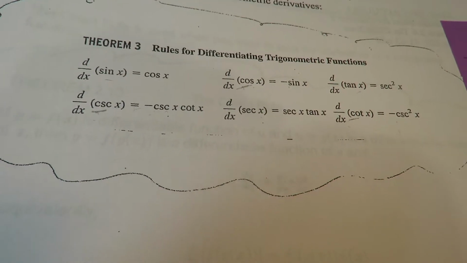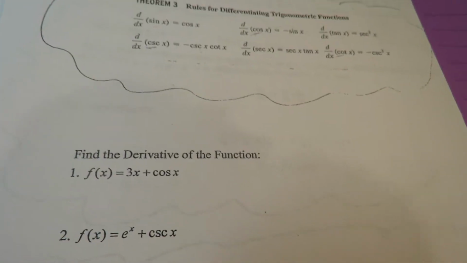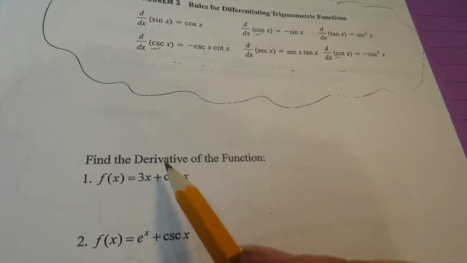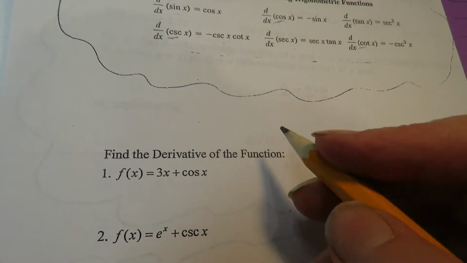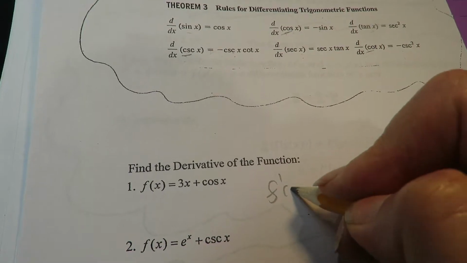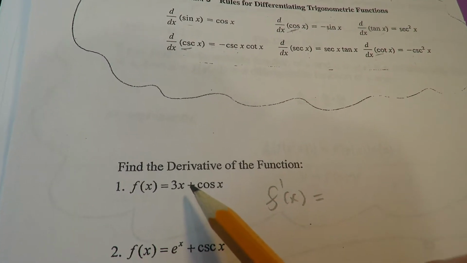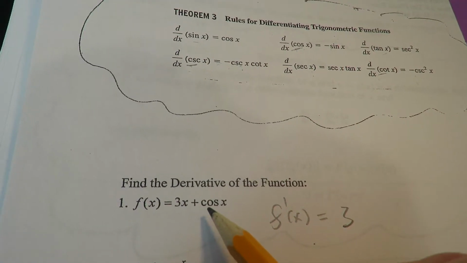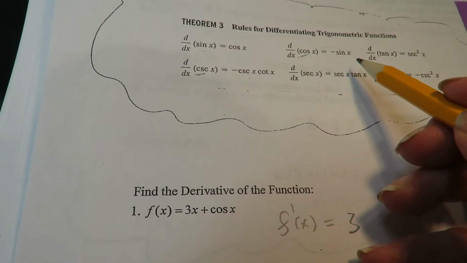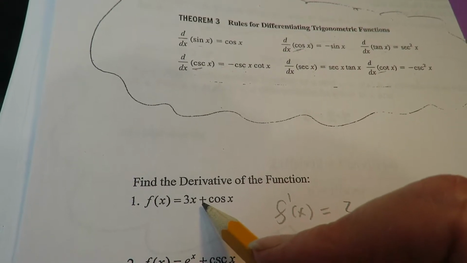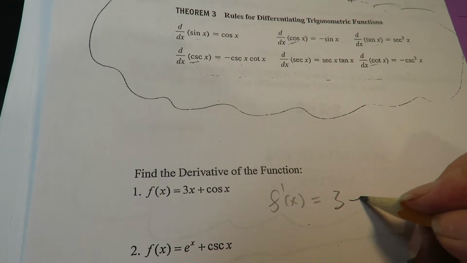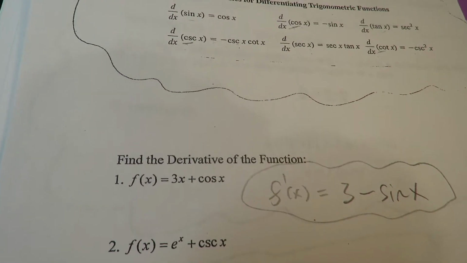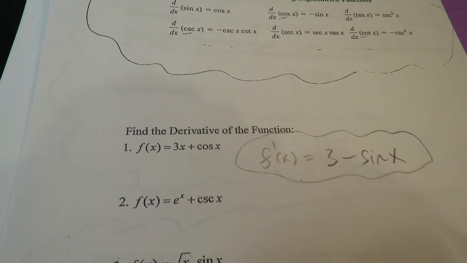So I want you to know those so that when you do your examples, you're going to be referencing this, right? So for instance, if I do this derivative here, this is linear, so the slope of this is 3. And then the derivative of cosine is negative sine. So even though there's a plus here, it's going to be plus a negative sine. So it's just going to end up being negative sine x. So that's the derivative of that.